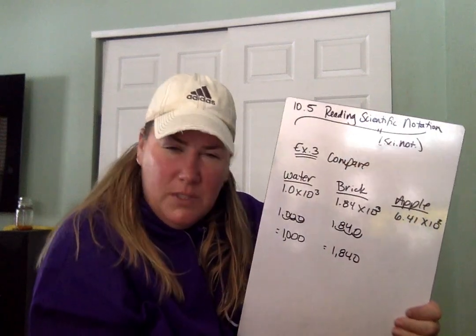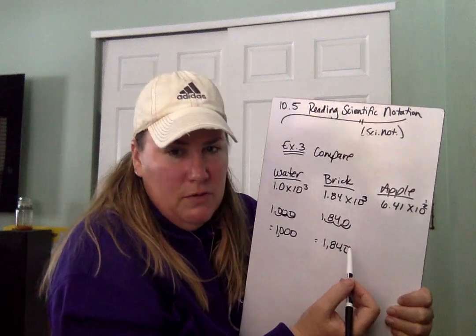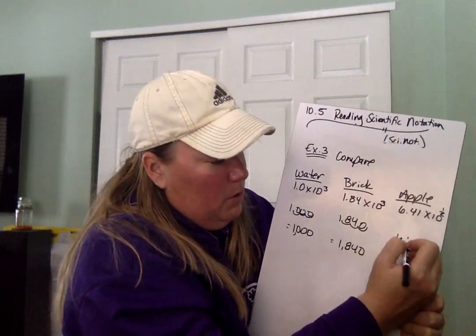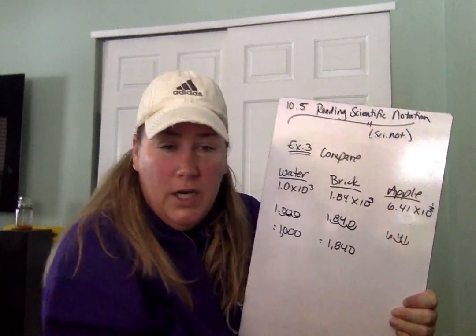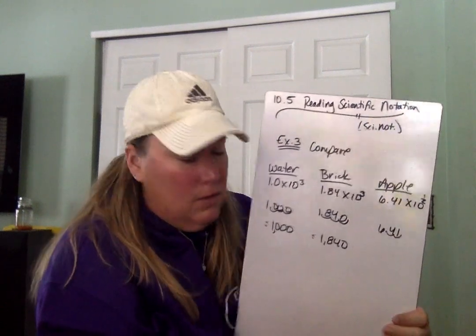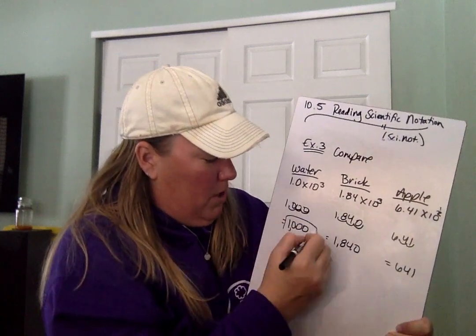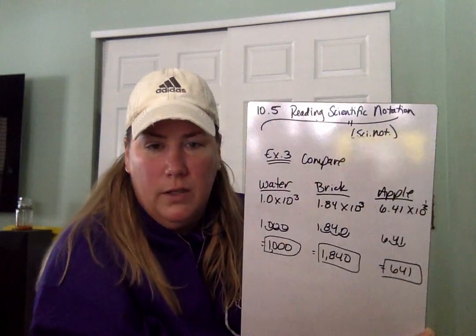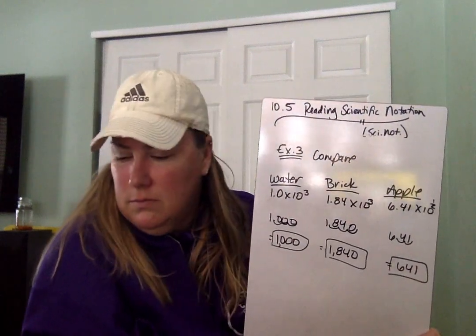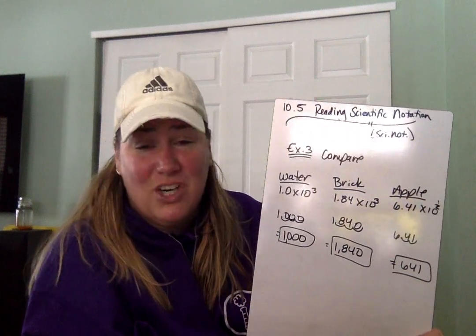But like I said, it takes a little bit to get used to that. So in the meantime, what you could do is just move them into standard form like I've been doing. So 6.41 twice to the right. And you actually don't have to fill that in because there's nothing to fill in. So you are comparing 1,000, 1,840, and 641. And it says compare the densities by writing each in standard form.